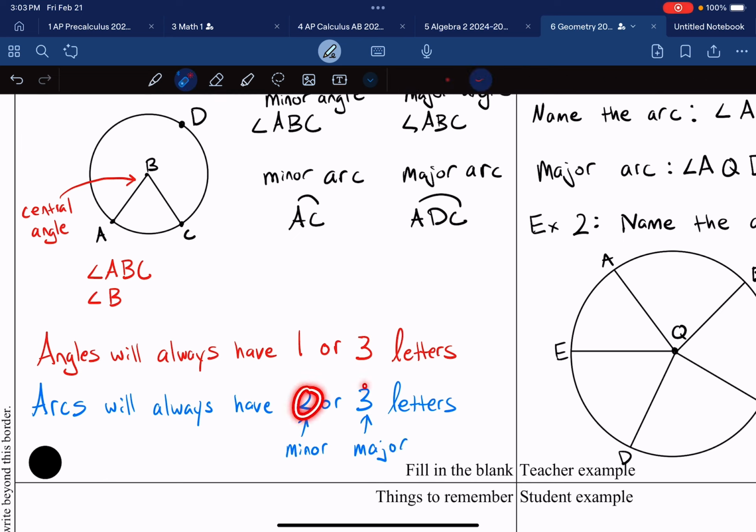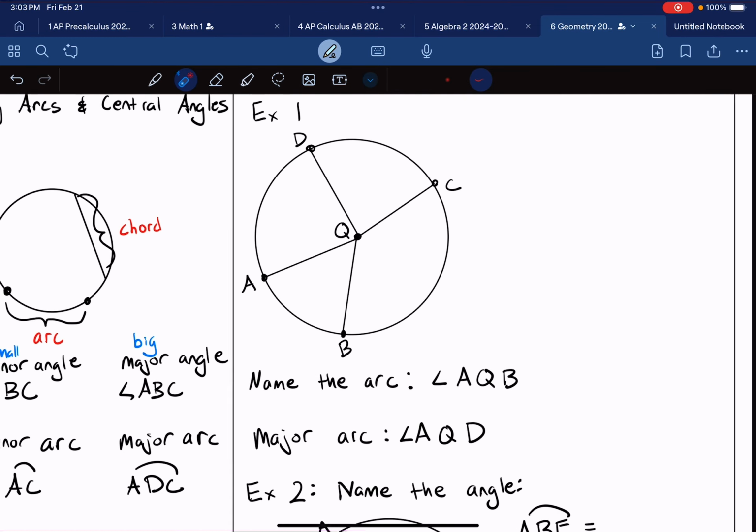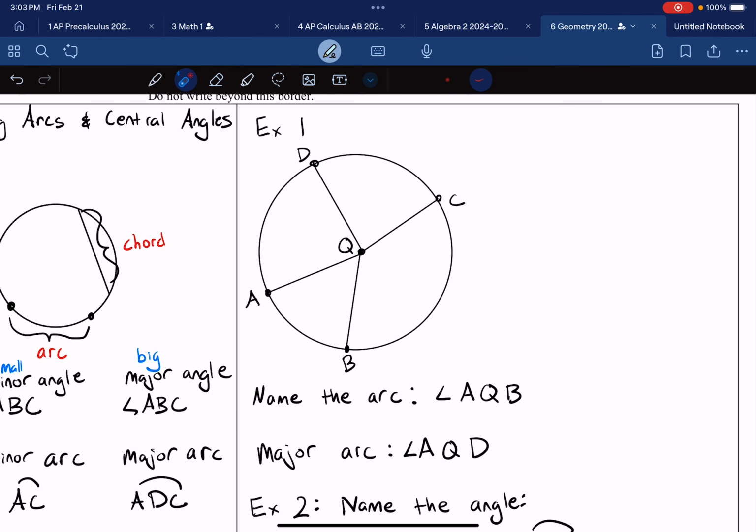So there is a distinction. Whereas 1 and 3, these are the same thing. It doesn't really matter. These two are really important that you get them correct. All right, so let's try some example problems where you can identify what things are talking about.